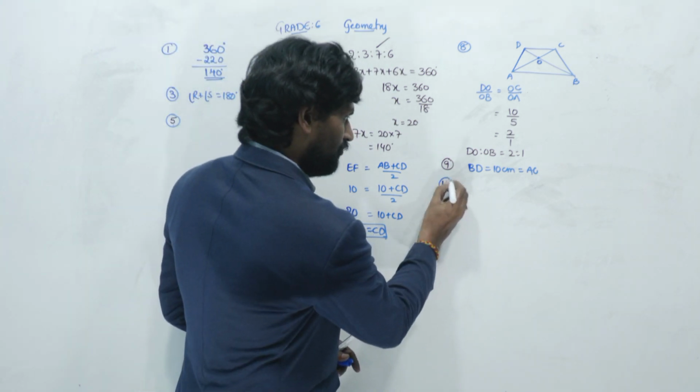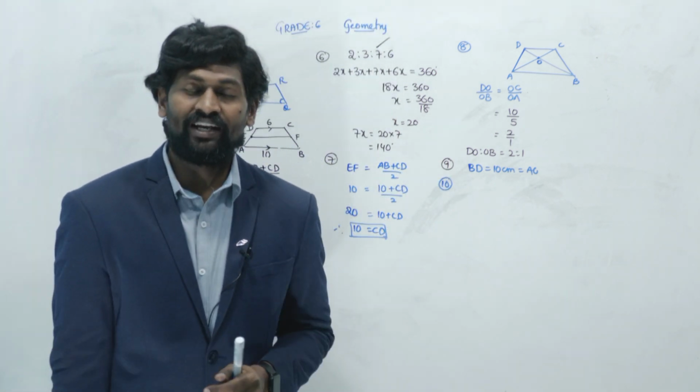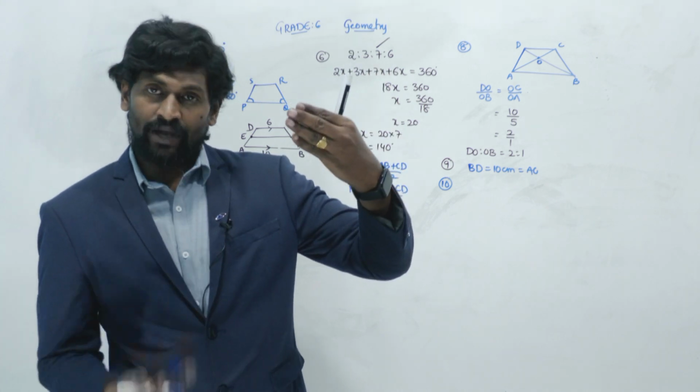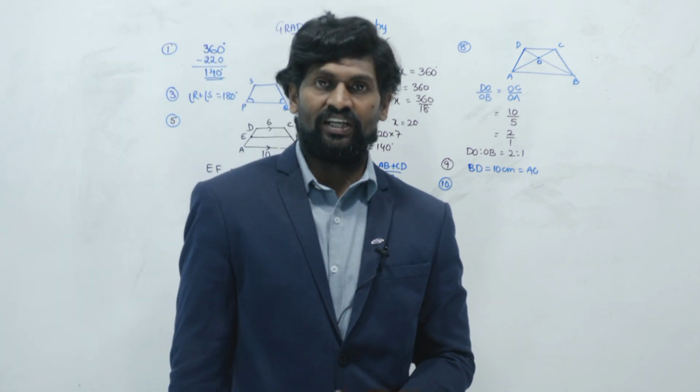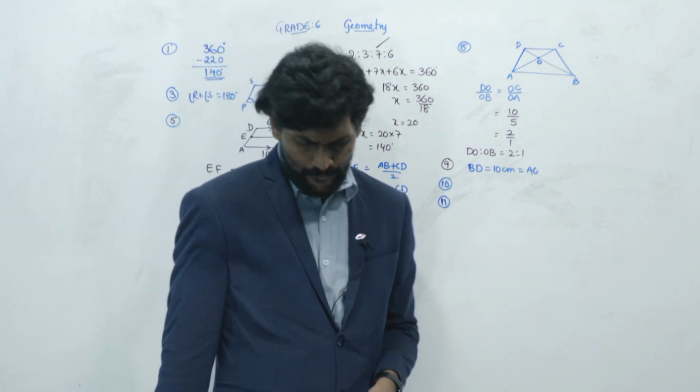Now 10th problem. While you are observing this one, 3 angles out of 4 in a quadrilateral are given. Try to find the fourth angle. How are you finding it? Sum of angles minus these 3 angles. You will get the fourth angle. Try by your own. Let us move on to the problem number 11.